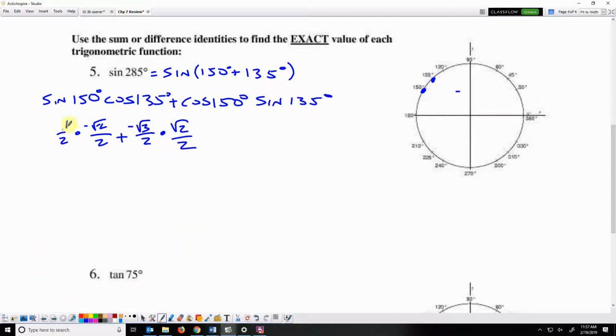So now we simplify. 1 times negative root 2, 2 times 2. There's my first fraction. And my second term, negative root 3 times root 2 is negative root 6. 2 times 2 is 4. I have a common denominator. I can combine this to make negative root 2 minus root 6 over 4.